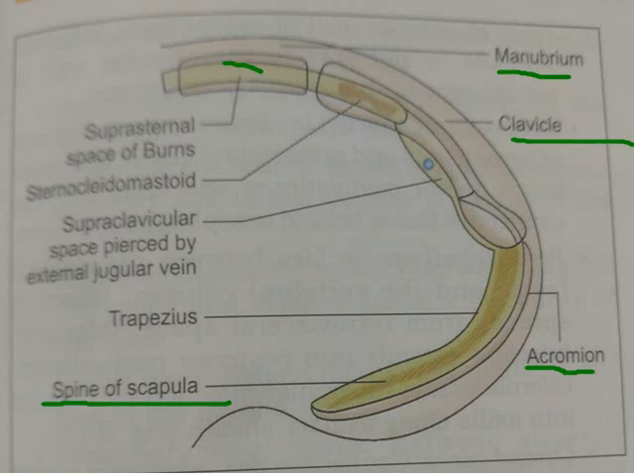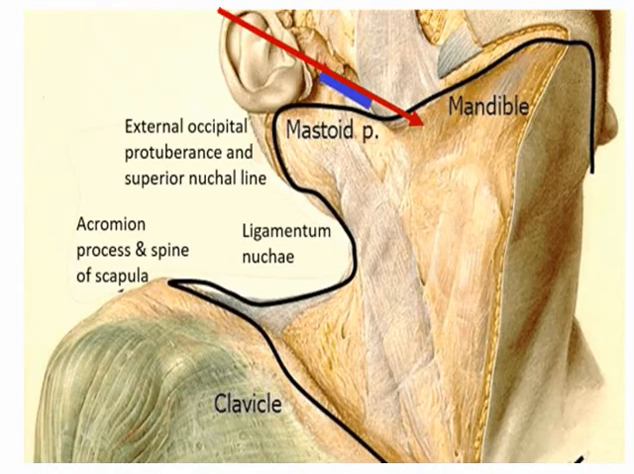Again, if we see this figure, we can see the inferior attachment, that is the spine of the scapula, acromion, clavicle and the manubrium. So here is the inferior attachment of the investing layer of deep cervical fascia.